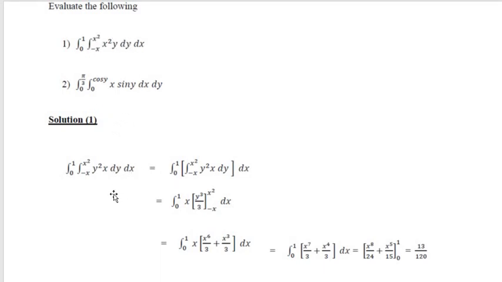Therefore, in this example, the limits of the inner integral are not constant. So first integrate with respect to that variable y. The limits of y are given in terms of variable x. Here y is varying from minus x to x square. Therefore, integrate first with respect to y. Substitute the limits of y and then integrate this with respect to x. So we get 13 by 120.